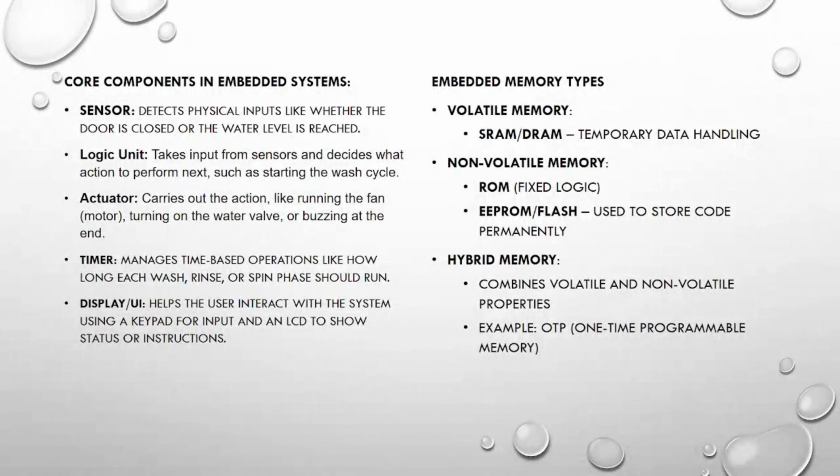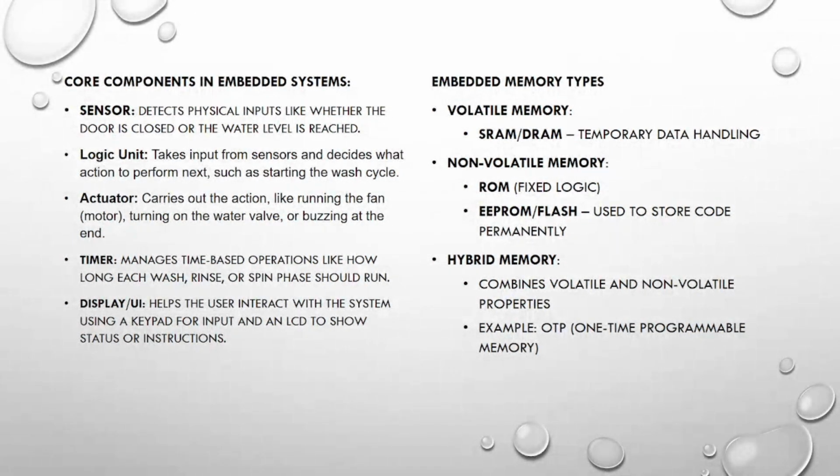And next one is the logical unit. It takes the input from sensors and decides what action to perform next, such as starting the washing cycle. Actuator, it carries out the action like running the fan, turning on the water valve, or buzzing at the end. Timer, it manages time-based operations like how long each wash, rinse, or spin phase should run.